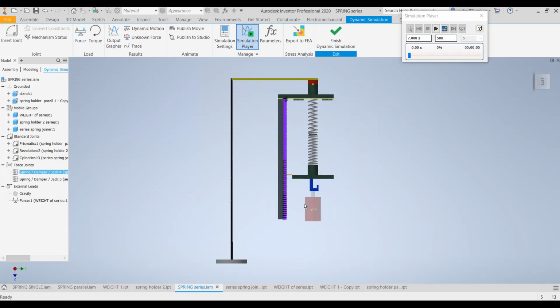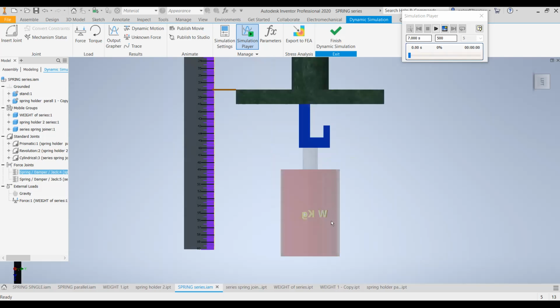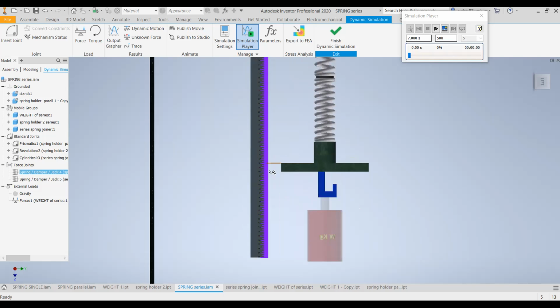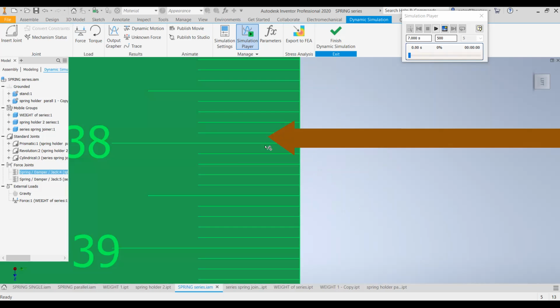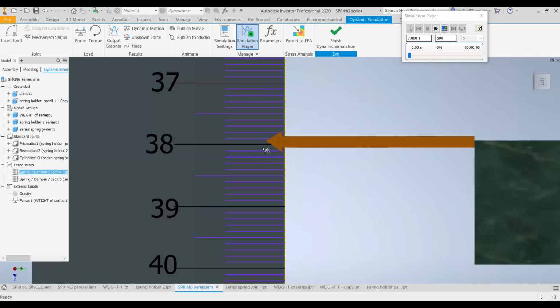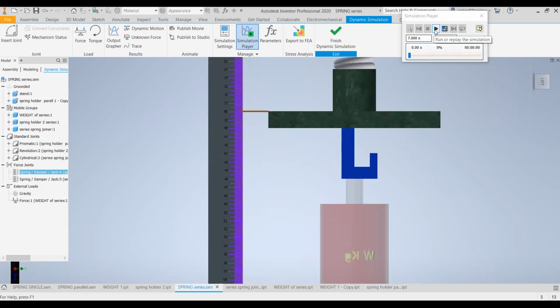Okay, so now here I have changed the weight to measure the equivalent stiffness. So I have connected here 2 kg. So it is 2 into 9.81. So it is approximately 20 Newton. Okay. So for this 20 Newton, we should measure what is the deformation. So right now, this is at 38 centimeter. Okay. So due to 20 Newton, what is the deformation?